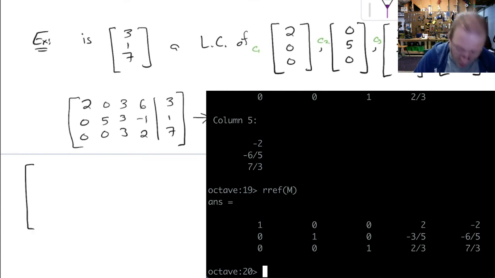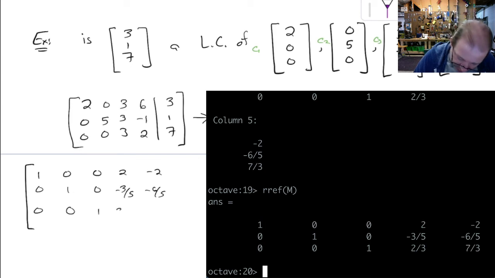So it gives us 1, 0, 0, then 2, negative 2, 0, 1, 0, negative 3/5, negative 6/5, then 0, 0, 1, 2/3, 7/3.